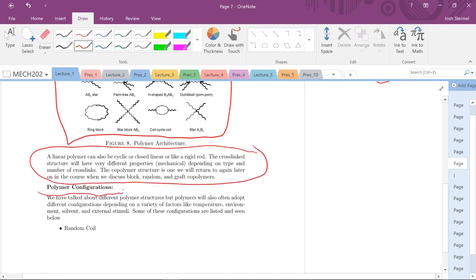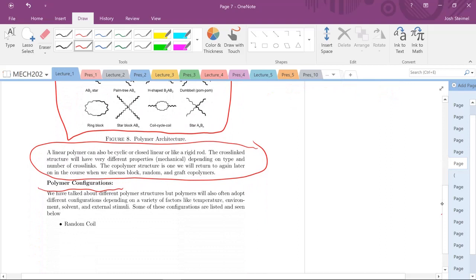There are also different polymer configurations. Each of these architectures, whether it be linear, star, or block polymer, could adopt different configurations or conformations. Sorry for the handwriting, but again, it's written down here somewhere. And we could change the conformation depending on temperature, environment, solvent, external stimuli. Those are our tools as material scientists, as polymer physicists, that we could change that conformation. And that conformational change will affect properties.